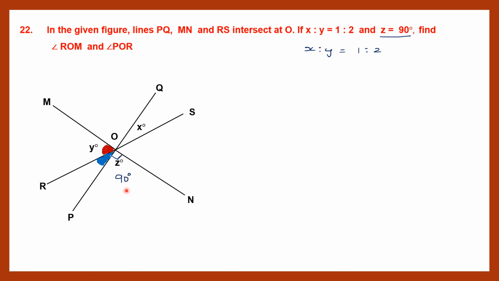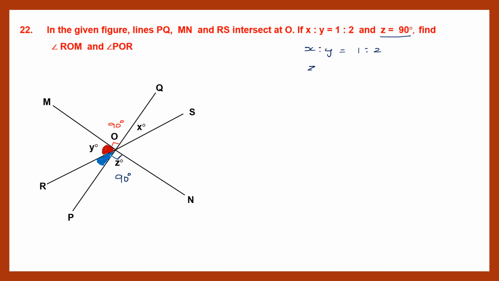Now we are going to use this, z is equal to 90 degrees, to find out all these angles. Now if z is equal to 90, then the angle opposite that will also be 90 degrees, isn't it? That means this will also be 90 degrees. How will this be 90 degrees? Because PON and MOQ are vertically opposite angles. They are vertically opposite angles, so they will be 90 degrees. So let's write that down.